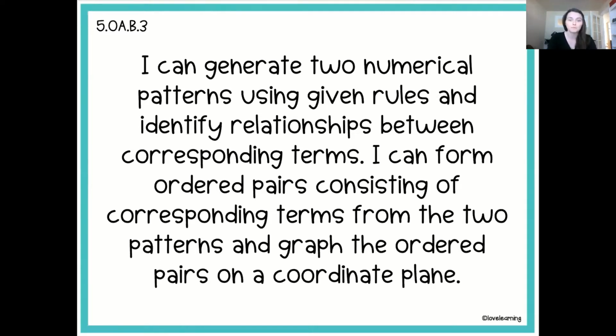It's just a pattern. And the second part of our learning target is I can form ordered pairs consisting of corresponding terms from the two patterns and graph the ordered pairs on the coordinate plane. So that means that once we have figured out what the rule is or the pattern is, then we can finish the table, which means we can keep creating the pattern, and then we can make an ordered pair, which is the coordinate that we put on the graph, and we plot the point.